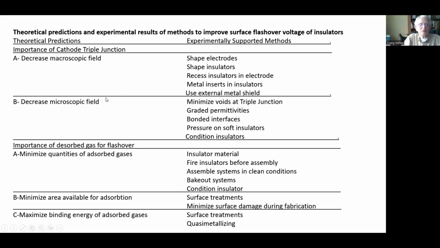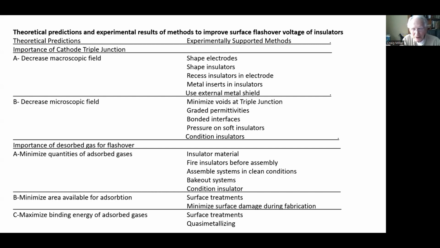To conclude this talk, I presented theoretical predictions, experimental results, and methods to improve the surface flashover voltage of insulators. One very critical theoretical prediction was the importance of the cathode triple junction. So you want some techniques to decrease the macroscopic field. Well, you can shape the electrodes, you can shape the insulators, recess the insulators and the electrodes, put metal inserts in the insulators. And one thing I didn't discuss, but used particularly in circuit breakers and such, is external metal shields.